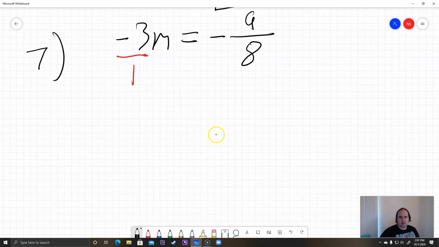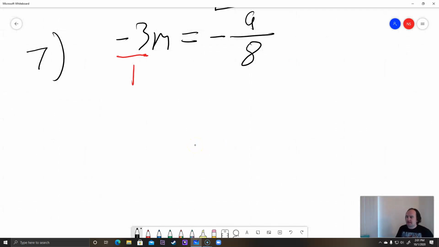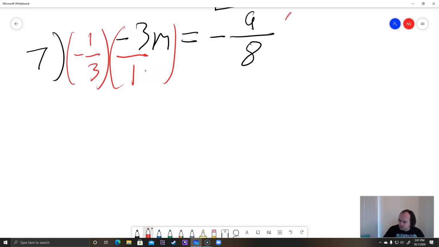For the rest of the problem, it's just the same as the last problem. To get rid of the negative 3/1 m, we need to multiply both sides by the reciprocal of negative 3/1. In other words, we flip it over. So instead of negative 3/1, now it's going to be negative 1/3. We're going to multiply both sides by negative 1/3. On the left side, the negatives cancel and the 3's cancel, and we just get m.